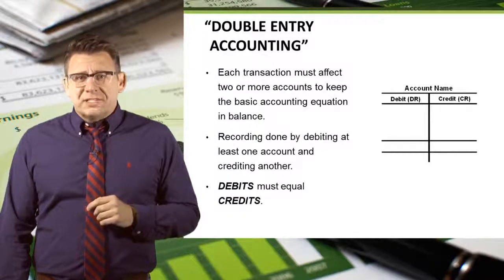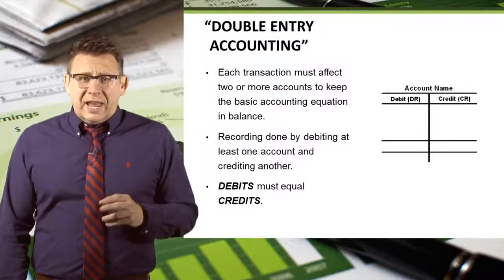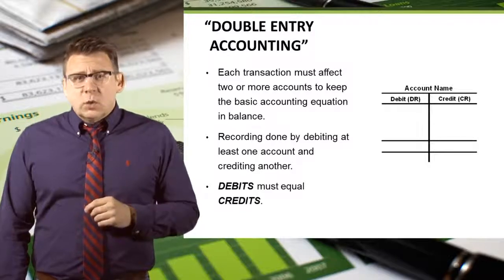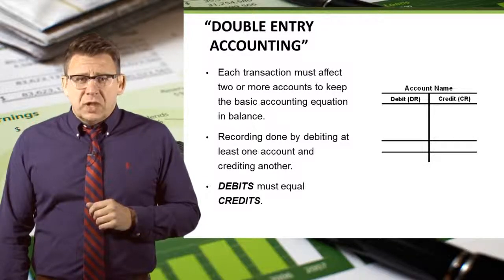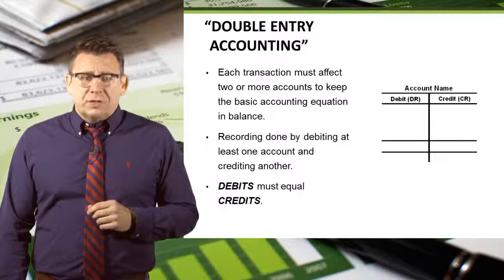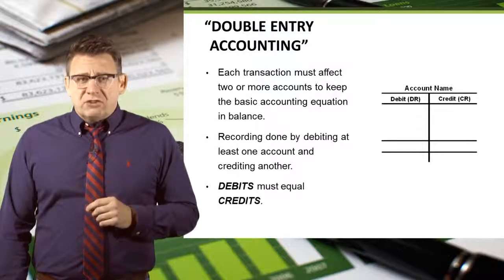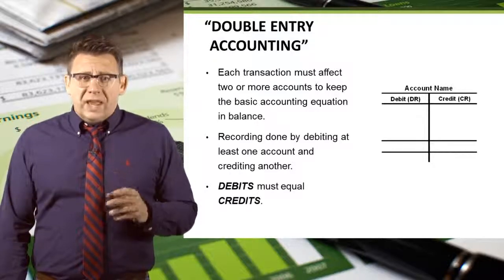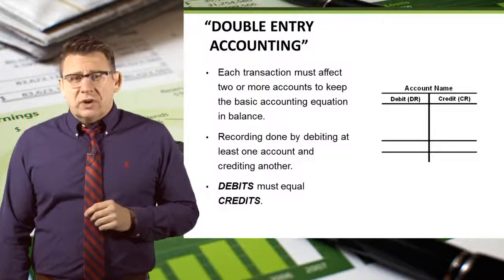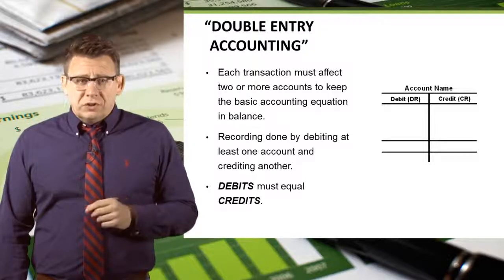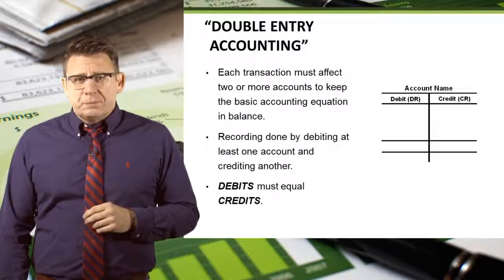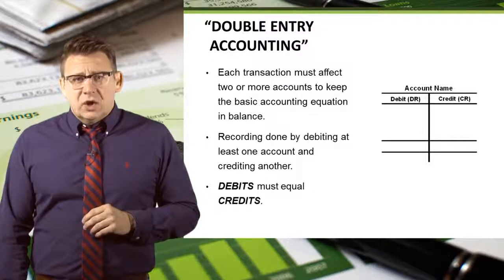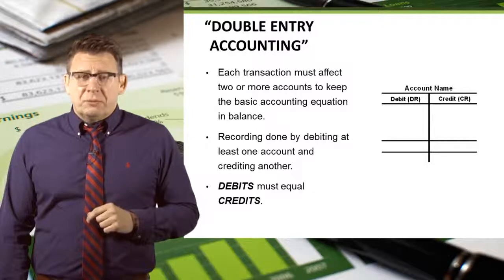Each transaction must affect 2 or more accounts to keep the accounting equation in balance. We learned this when we learned about the accounting equation. This is known as double entry accounting. So every transaction must include at least 2 accounts. One account that is debited and one account that is credited. There can be more than 2 accounts, but there can never be less. And debits must always equal credits, or the accounting equation would be out of balance.